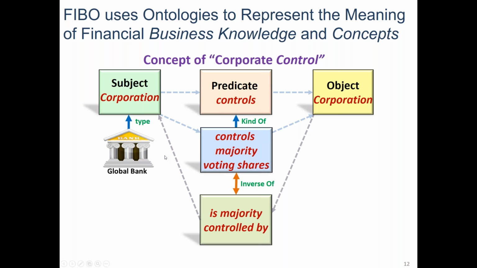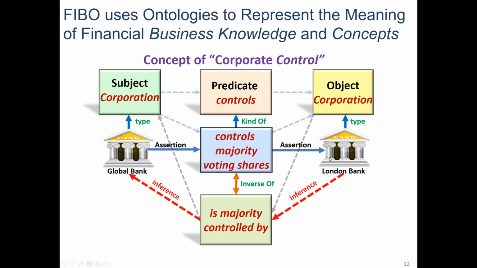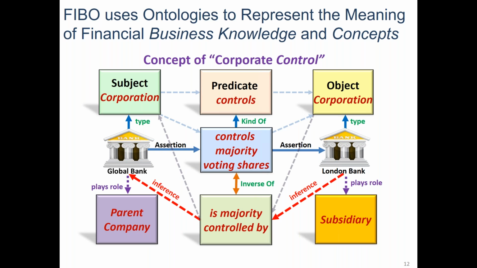We could assert data into the ontology. Global Bank is a type of corporation, subject, predicate, object. London Bank is a type of corporation. And we could then assert that Global Bank, a type of corporation, controls majority voting shares of London Bank, a type of corporation. Therefore, we can draw an inference based on the rules of the ontology that London Bank is majority controlled by Global Bank, and Global Bank plays the role of a parent company. London Bank plays the role of a subsidiary. So through applying inference based on many of the semantic relations defined in the ontology, we can assert these new relationships that we didn't predefine before.